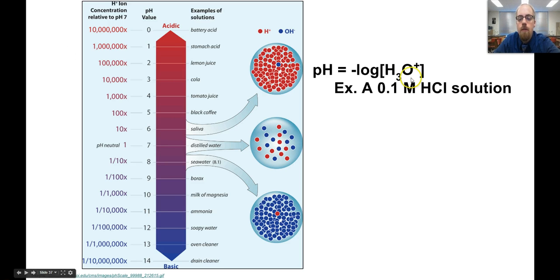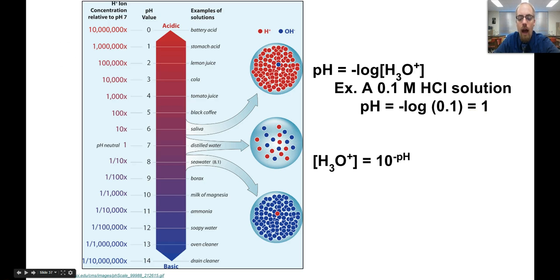Okay? And so, for example, if we look at a 0.1 molar hydrochloric acid solution, we can calculate the pH by saying that the pH is equal to the negative log of 0.1. And all you have to do is plug in 0.1 and hit log on your calculator, and it'll give you a value of -1. And that negative just means that we flip the sign to +1, and we wind up with a pH of 1. So a 0.1 molar hydrochloric acid solution is going to have a pH of 1.